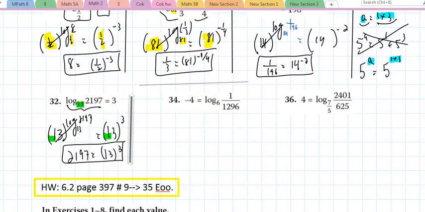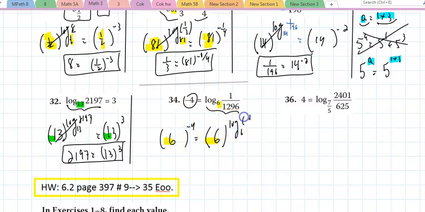Number 34 is the same type. I see a log on the other side. It doesn't matter. What's the base of the log? The base of the log is a 6. So I know how this is going to play. I'm going to make this a power of an exponential with a base of 6, as long as I make this a power of an exponential with a base of 6. Now what does that equal? That's next class. Those undo each other, and I'm left with 6 to the negative 4 equaling 1 divided by 1296.